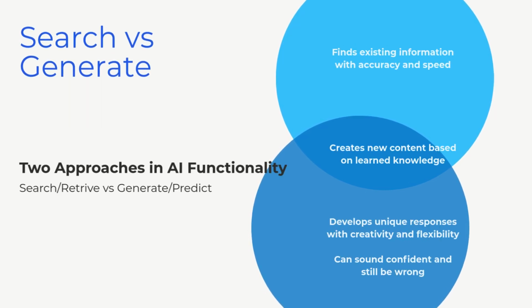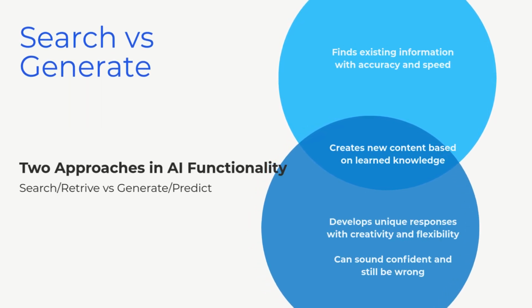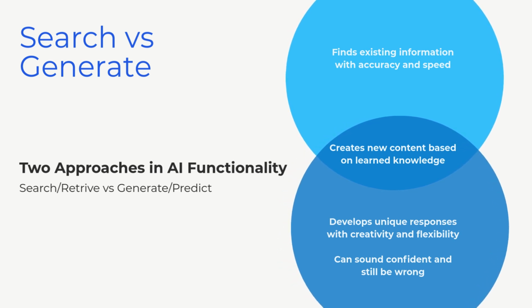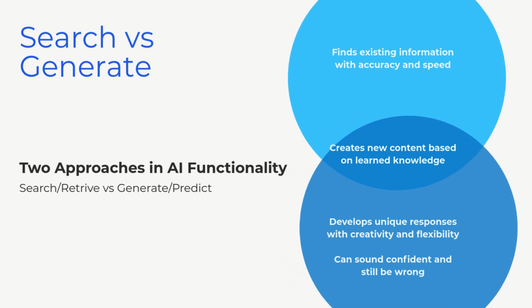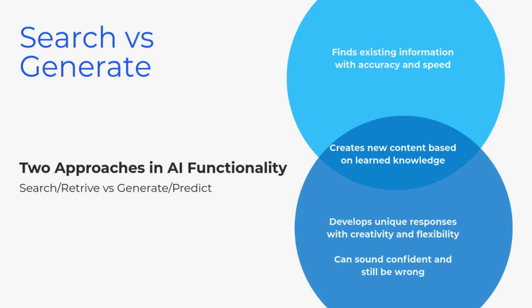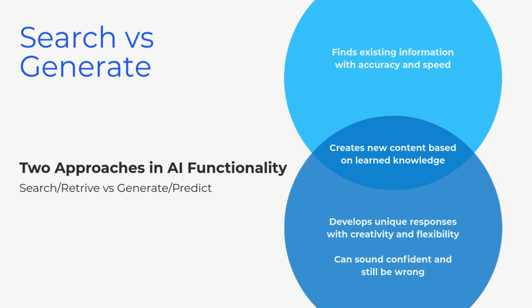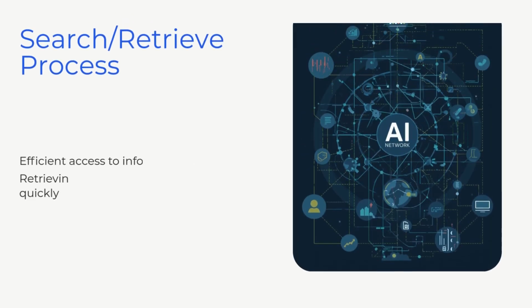Now here's a crucial distinction: search, retrieve versus generate, predict. Search means go find an existing piece of information. It's like looking something up. Generate means create a new response based on patterns. That's why generative AI can be creative. But it's also why it can sound confident and still be wrong. That one sentence will save you a lot of pain.